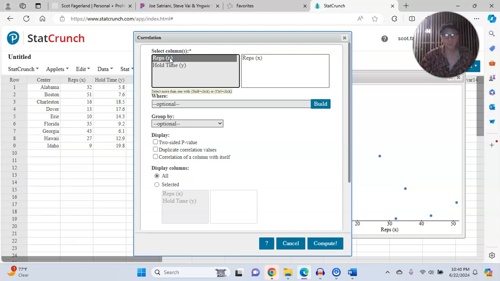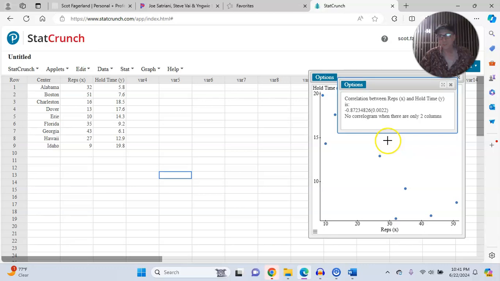Select the columns, representatives, control, hold time. If you hit control, it selects both columns. We also want to check where it says show two-sided p-value, because this question is asking for the p-value. And then when we click compute, it says the correlation between the number of reps and the hold time is negative 0.87.